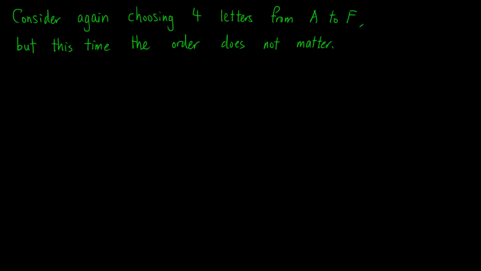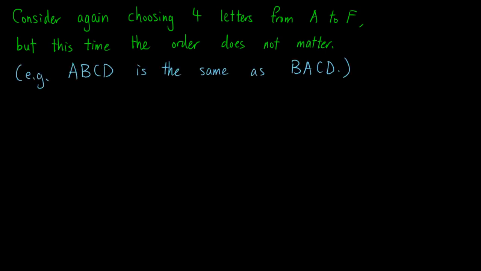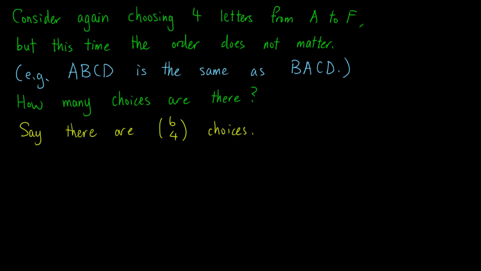Now, let's consider again choosing 4 letters from A to F, except this time the order does not matter. For example, ABCD is the same as BACD. How many choices are there? We use a large bracket with the number 6 on the top and 4 on the bottom to indicate the number of choices, where the bracket is pronounced as "6 choose 4".